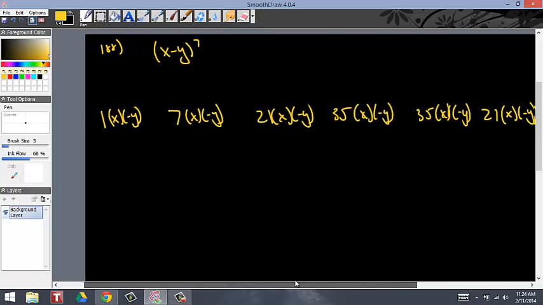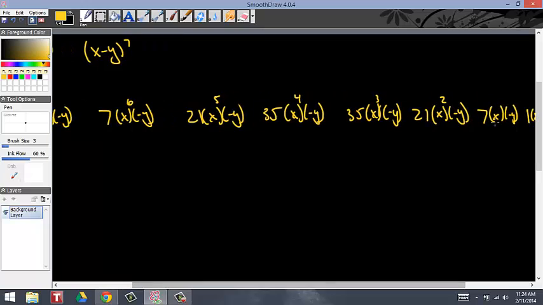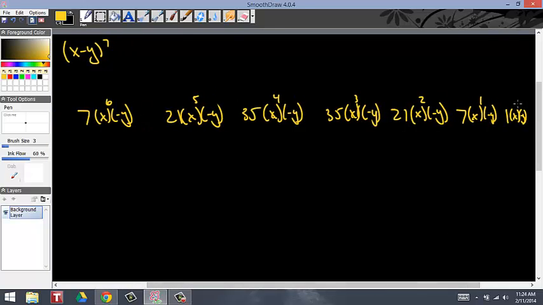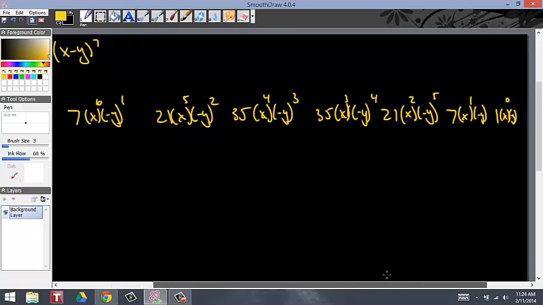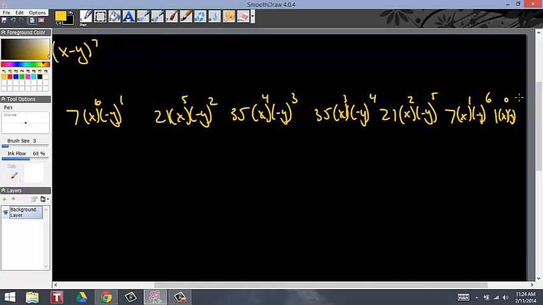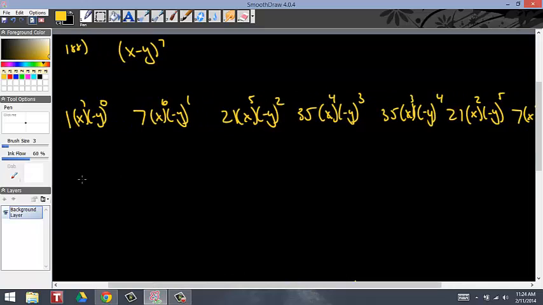Okay, each one is going to get an exponent, so the first term always starts high and goes low. So 7, 6, 5, 4, 3, 2, 1, and 0. The y terms are going to start low and go high, so this is going to be 0, 1, 2, 3, 4, 5, 6, and 7.